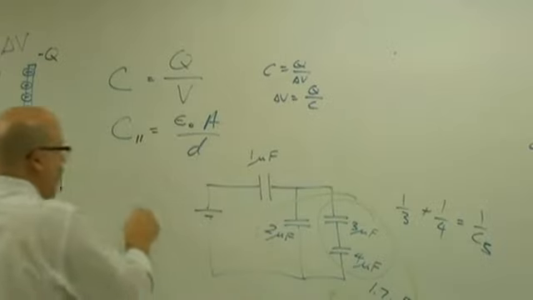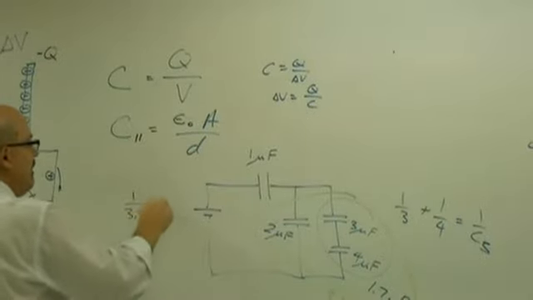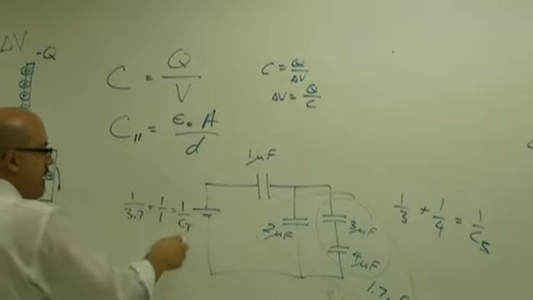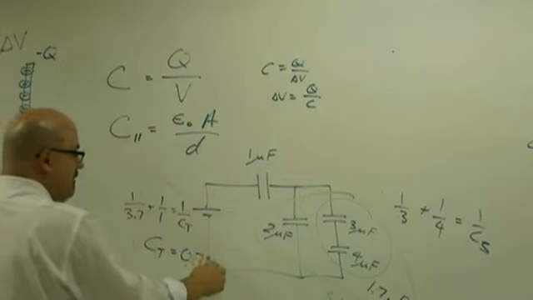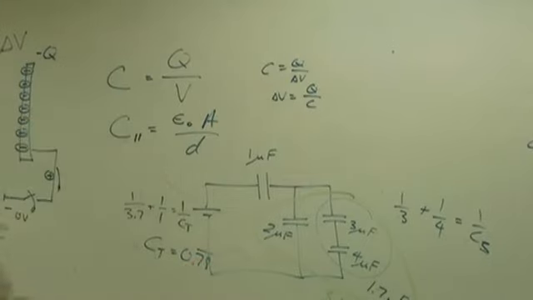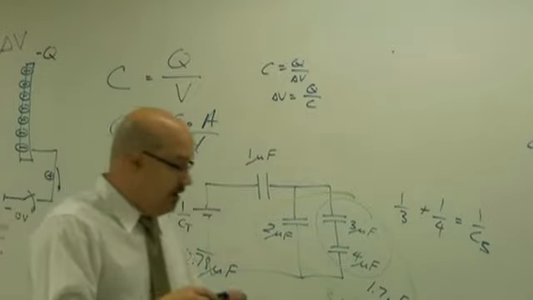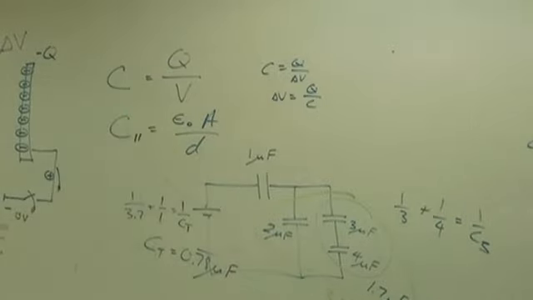Yeah. So I get 1 over 3.7 plus 1 over 1 equals 1 over the total. And when you invert that, the total capacitance is 0.78 repeating. Sorry, thank you, microfarad. I got that wrong. All right, so there you go for capacitors in circuits.